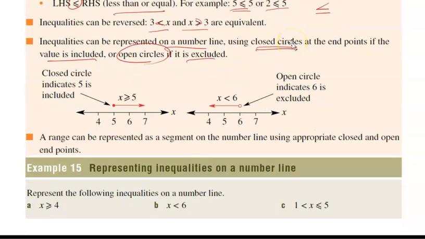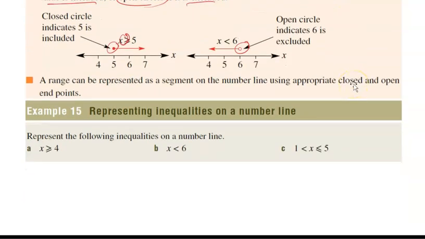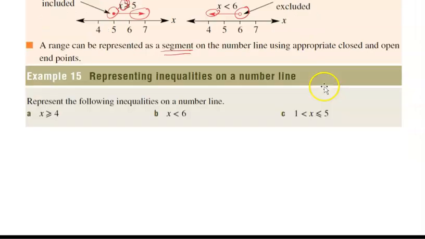So if we look at here, x is greater than or equal to 5, then that is closed. So 5 is a contender, where in this case, x is less than 6. 6 is not an option. So the open circle indicates that 6 is not included. A range can be represented as a segment. A segment is where you have a beginning and an end. Like these ones, they go on forever. That's the line. But a segment has a beginning and an end point. So we'll look at all these options down here.